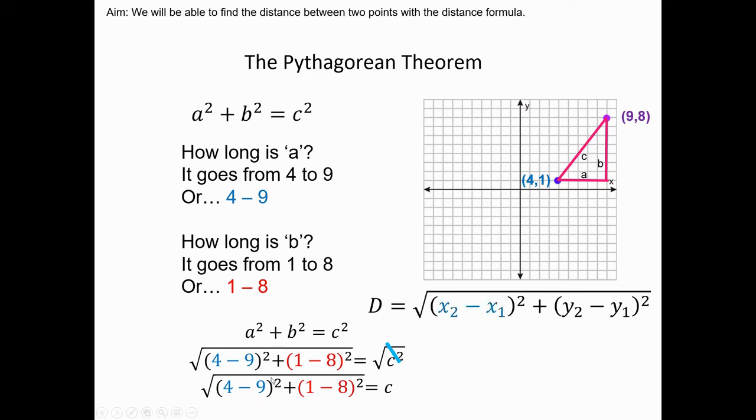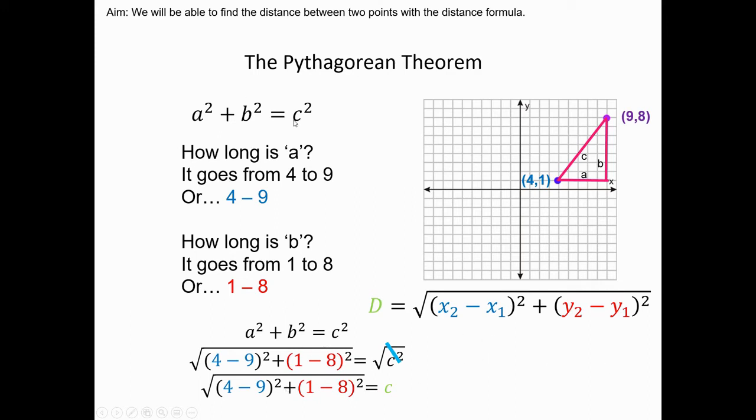They're matching up right there. The y2 minus y1, that's our 1 minus 8. And this d right here, which stands for distance, that is our c right there, right? There we go. So I'm going to actually now use the distance formula to solve this, but I'm just showing you how the distance formula was originally created from the Pythagorean theorem.